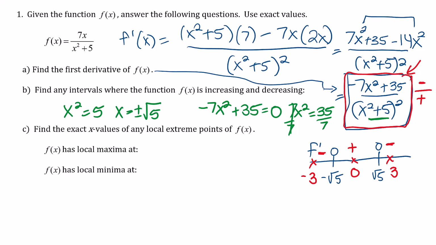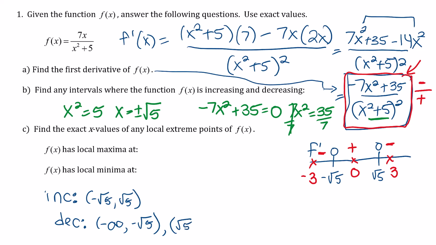Now I'm ready to answer the questions, and I've put stuff in my way for where the intervals were, so I'm just going to put it down here below. Intervals where the function is increasing would be anywhere this first derivative was positive, so that would be from negative square root of 5 to square root of 5. And decreasing would be the other intervals, negative infinity to negative square root of 5, and then also from square root of 5 to infinity. So we've got part B answered right here, the intervals where it's increasing or decreasing.